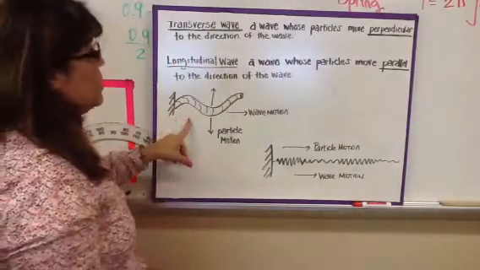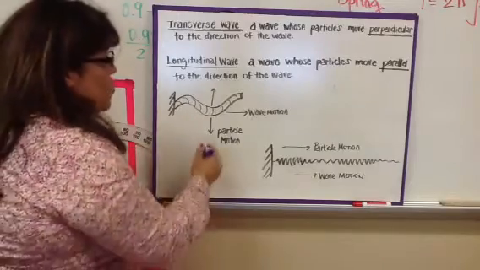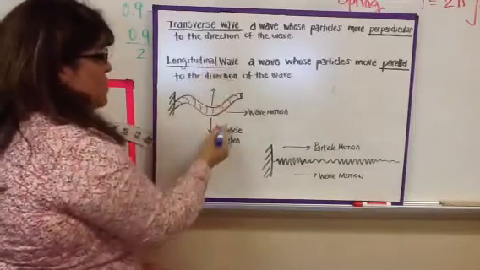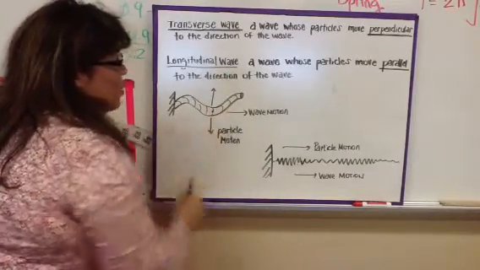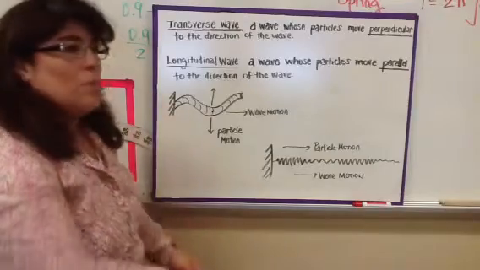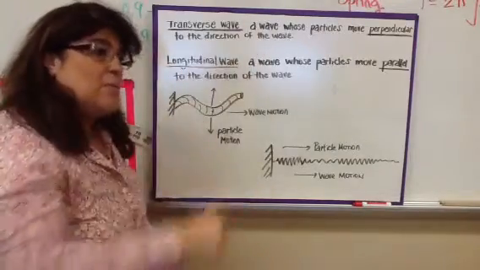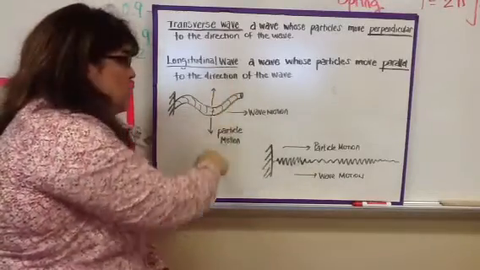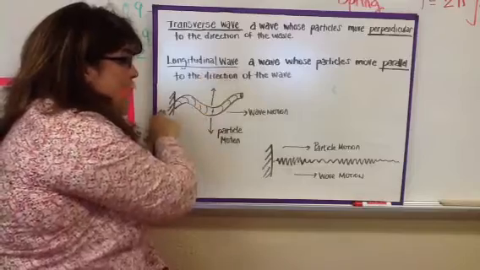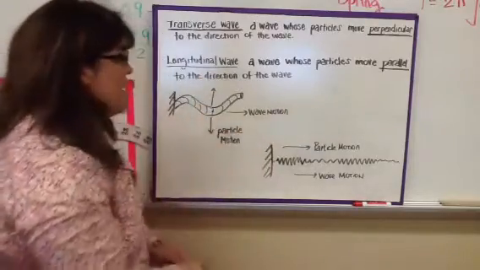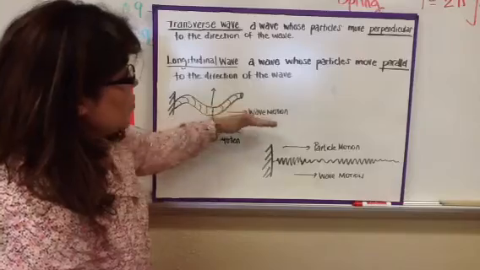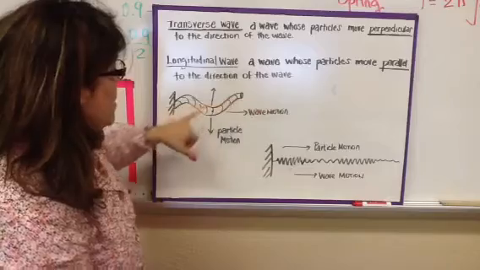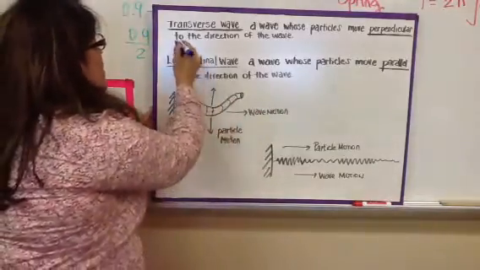So here's an example of a transverse wave. The wave motion is going one way, and the particle motions are going up and down. If I talked about one spot right here on this rope, and I were to wave it like this, going up and down, this particle stays exactly where it is. It's moving, but it's going up and down. But the wave itself, you're going to see moving that way. So this is perpendicular to the wave motion. A wave whose particles move perpendicular to the direction of the wave, this is our transverse wave.